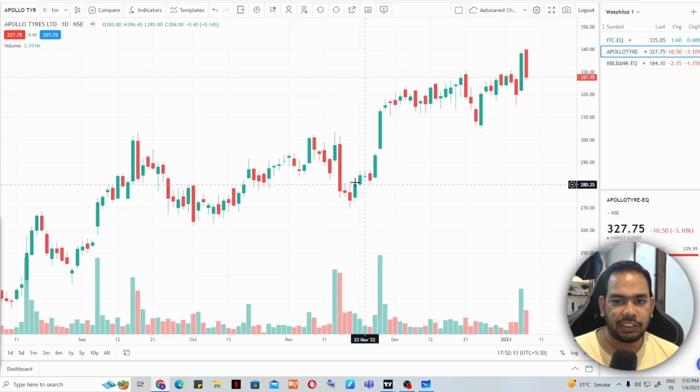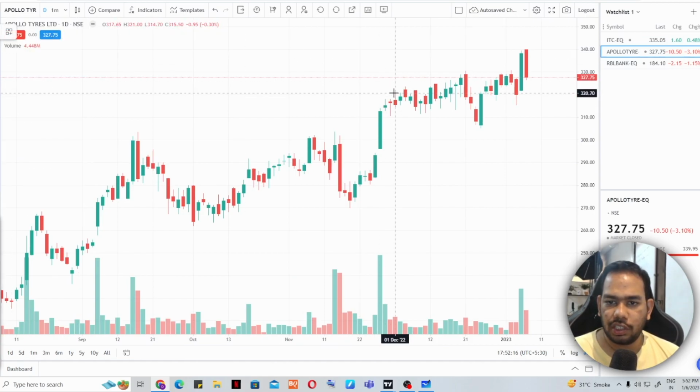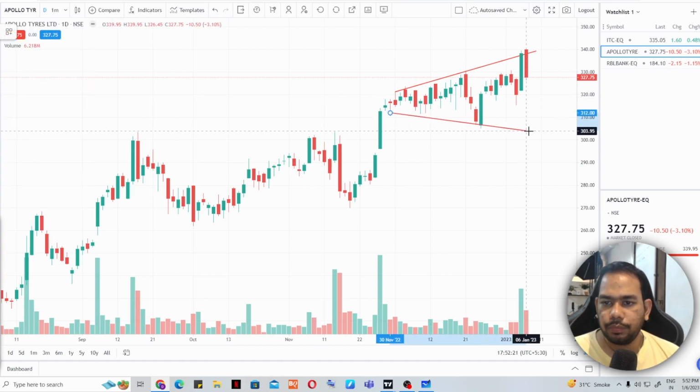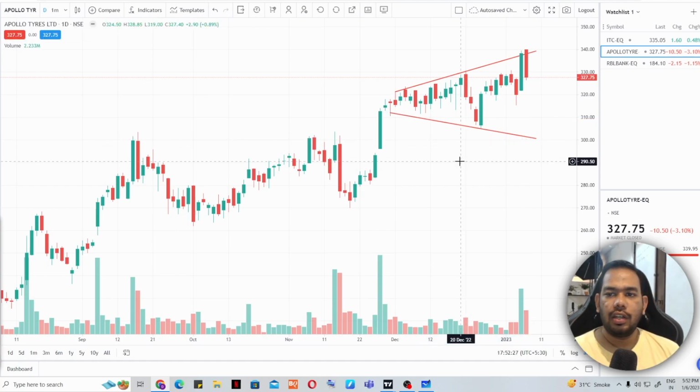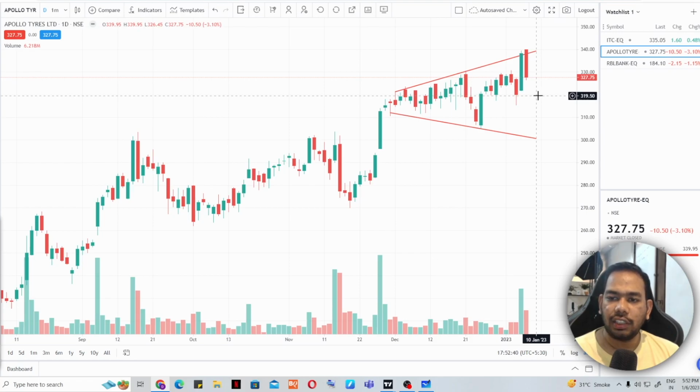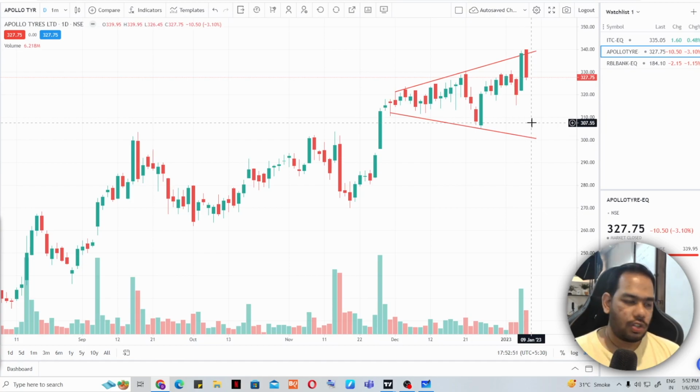This is the Apollo Tyres chart and we can see the counter had given a breakout from a broadening pattern, but today we could have seen follow up buying, and instead we are seeing that the counter is not able to sustain at higher levels, and from 340 it has corrected. As per the candlestick pattern, we call this a dark cloud cover, and if this counter goes below 320, then we might see again a correction till 3110. Okay, now this is your view.